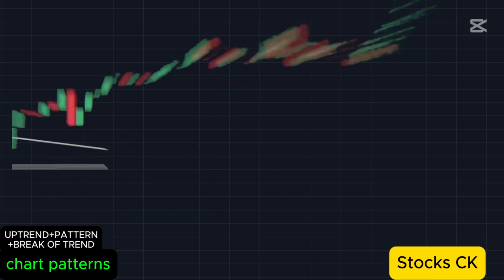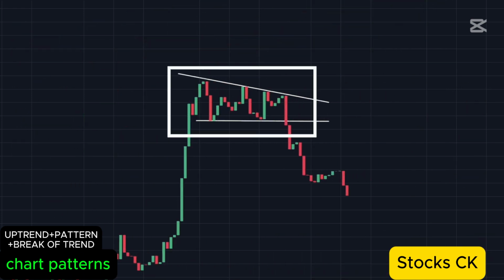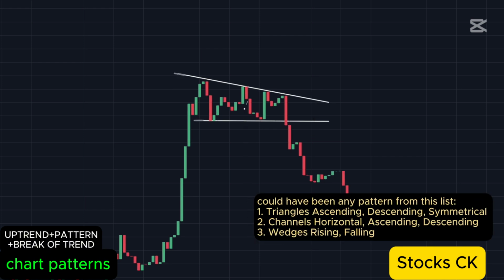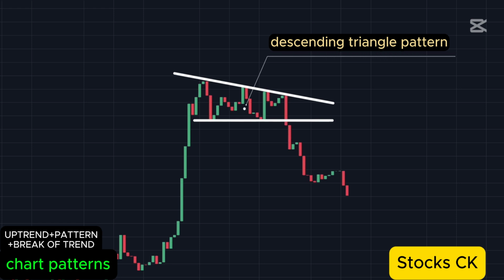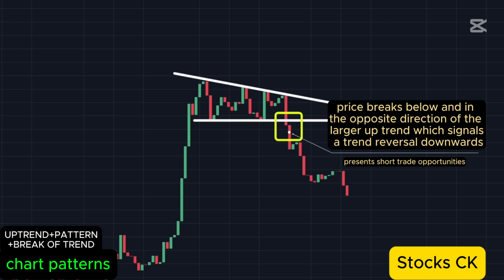Now in contrast, you have your moving up trend again, followed by your pattern formation. Again, this could have been any pattern from this list, but in this case, you had a descending triangle pattern form. Now price breaks below and in the opposite direction of the larger uptrend, which signals a trend reversal downwards and presents short trade opportunities.